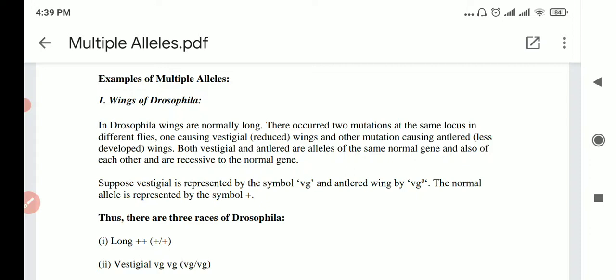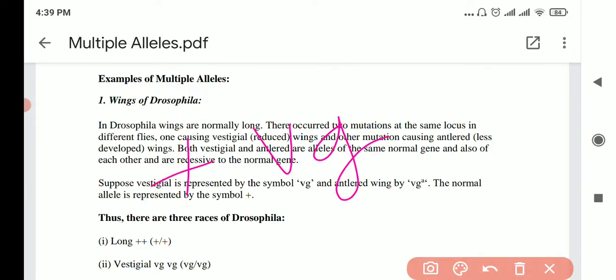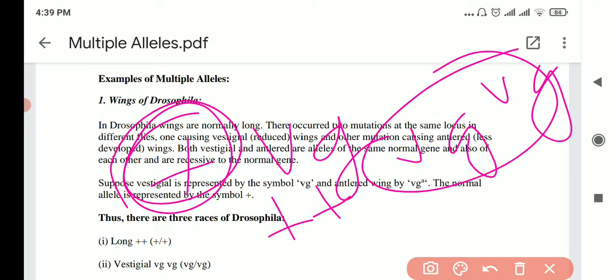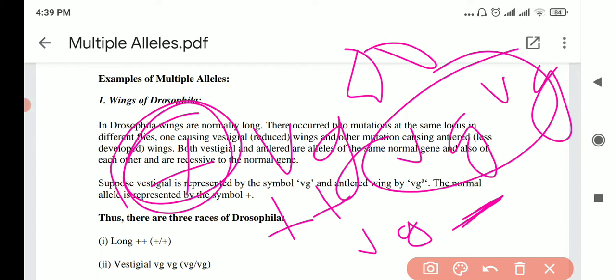So if there was a plus sign and a vestigial one, this dominant will express. So it will be a normal wing, okay? But when they were in the homozygous state, then the vestigial, that small wing, showed up, and with vestigial and antlered together, it showed that antlered one, the broken wing, okay?